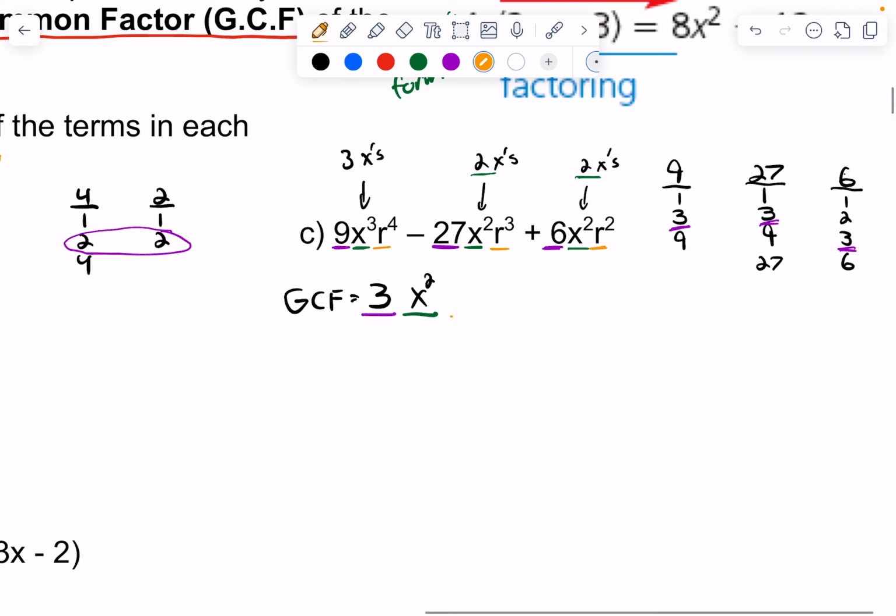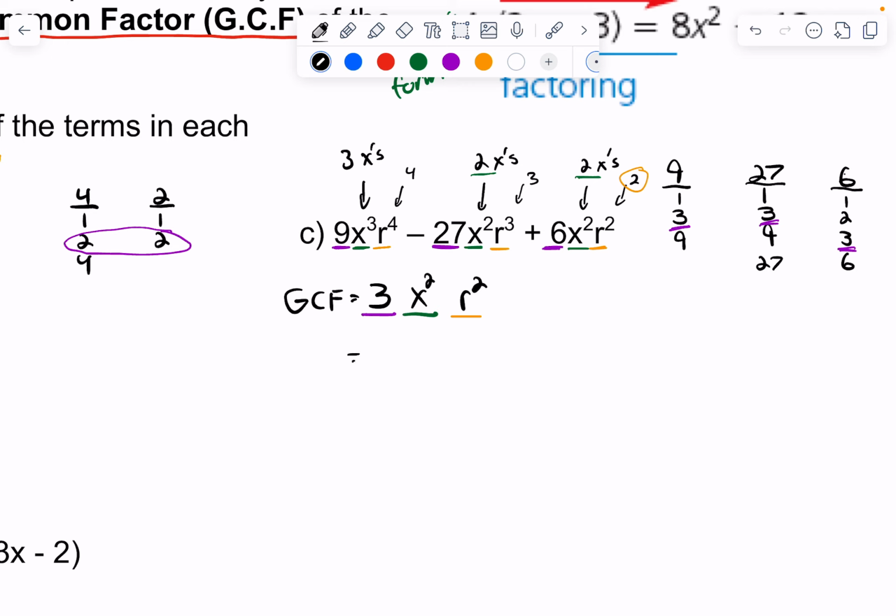And do the same thing for r. If we look at the first one, there's 4 of them, here there's 3 of them, and here there's 2 of them. So the smallest number is the 2. There's only 2 r's in this term right here. So that's the most we can pull out, or else we'd run out of r's in that one. So then it's r squared.